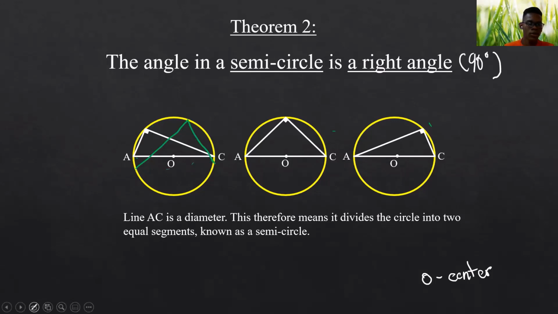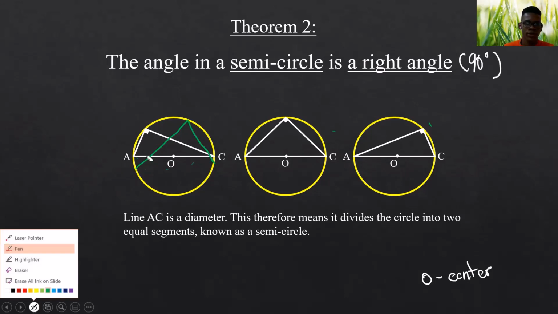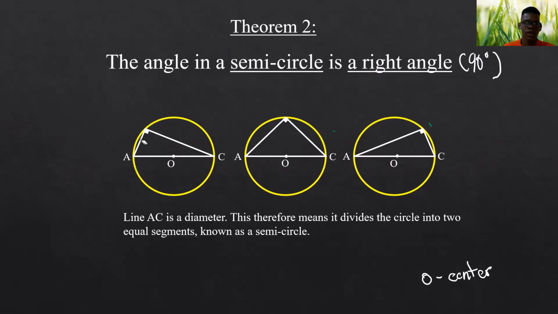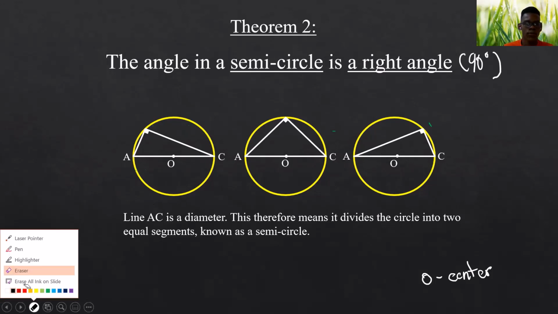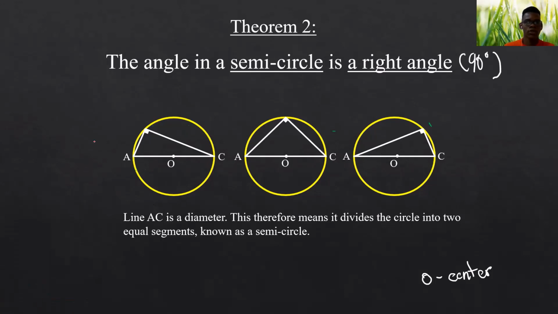Another way you can write this theorem is that any angle standing on the diameter is 90 degrees, because you notice all angles that are in the semicircle stand on the diameter, or they make a triangle with the diameter. So any angle standing on the diameter is 90 degrees, and that's another way we can write this theorem. You notice that for most of your theorems, there's another way to write it.